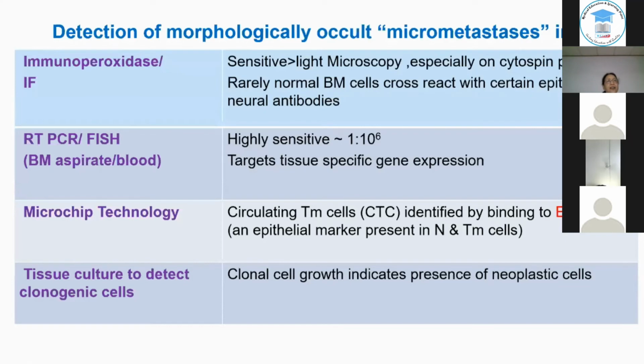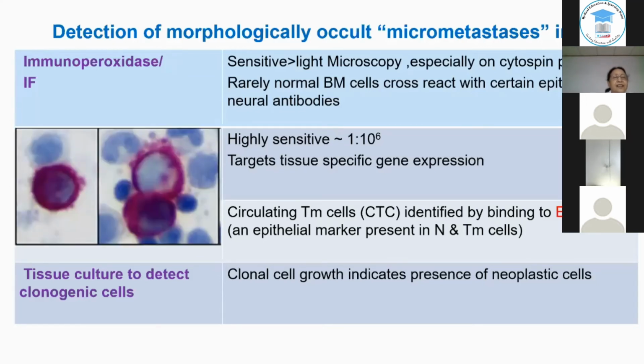Now coming to the detection of morphologically occult micrometastasis in the bone marrow. So you can use immunoperoxidase or immunofluorescence. This is a sensitive method, better than light microscopy, especially if cytospin preparations are available. However, you should keep in mind that rarely normal bone marrow cells also cross-react with certain epithelial tumors. Like here, you can see this is the immunoperoxidase stain.